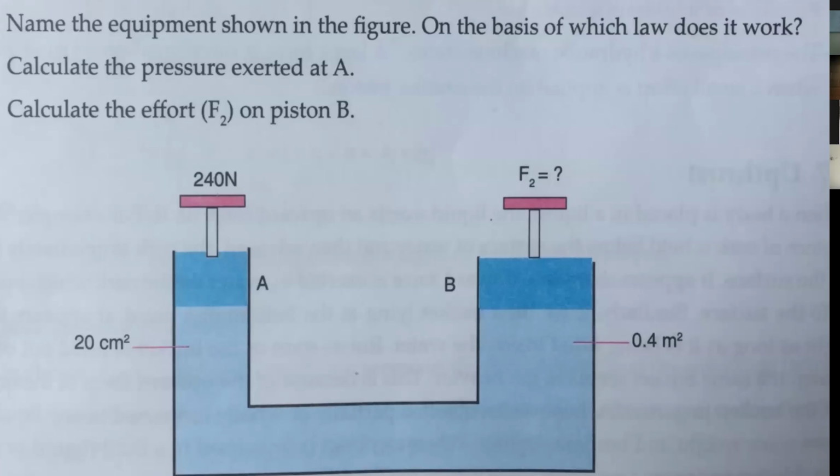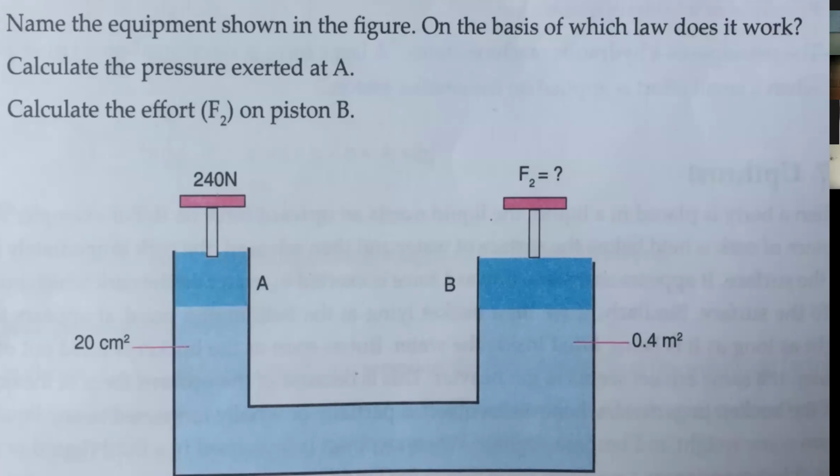Now, this is question number one. Dear students, you can see it on your screen. The first question is: name the equipment shown in the figure. The second part is: on the basis of which law does it work? And the second question is: calculate the pressure exerted at A, that is, at cylinder or piston A. And the third question is: calculate the effort F2 on piston B.